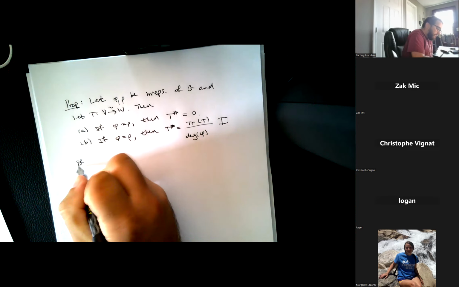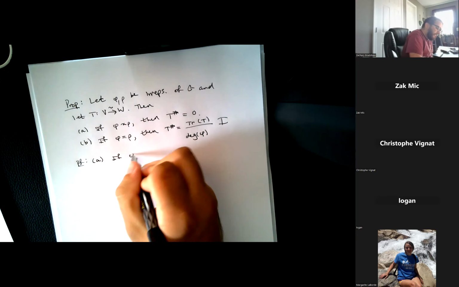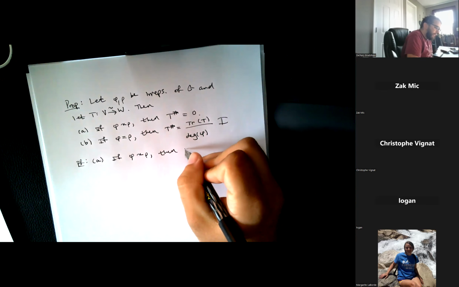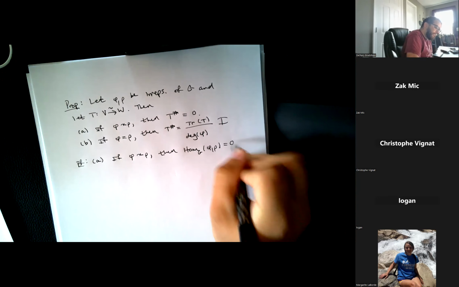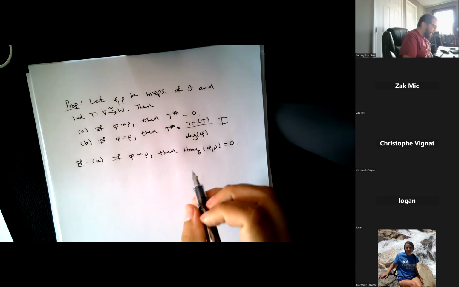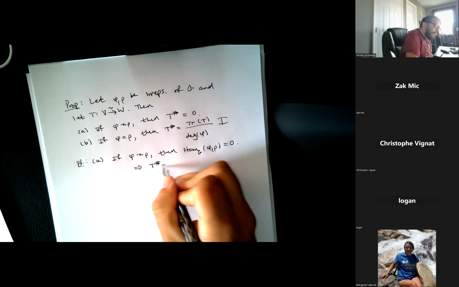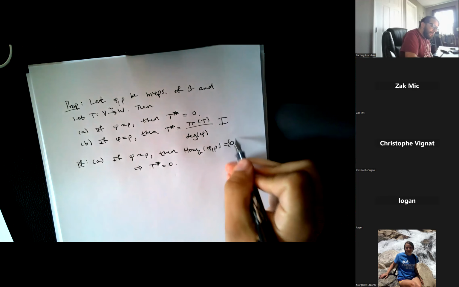Okay, proof. For A, if phi is not equivalent to rho, then by Schur's lemma, the Hom space is equal to 0. We're free to use Schur's lemma because we already proved it. We're not cheating. So that implies, of course, that t sharp is equal to 0, because we proved that proposition which said that t sharp was in fact a morphism between phi and rho. Maybe I should put curly braces around here.